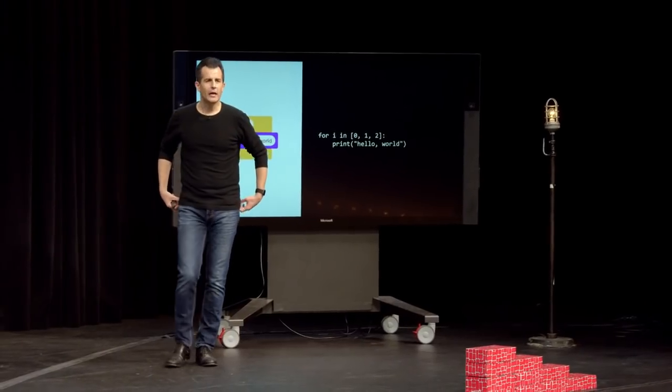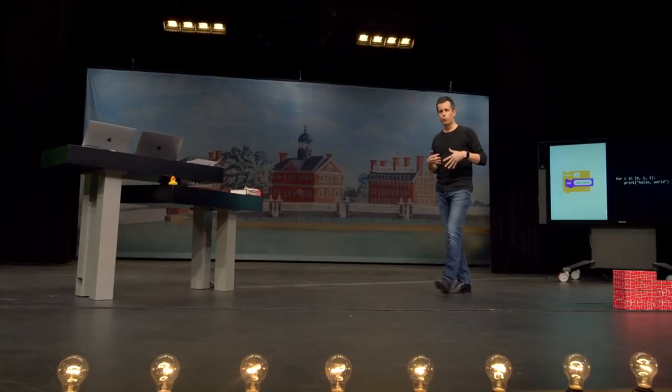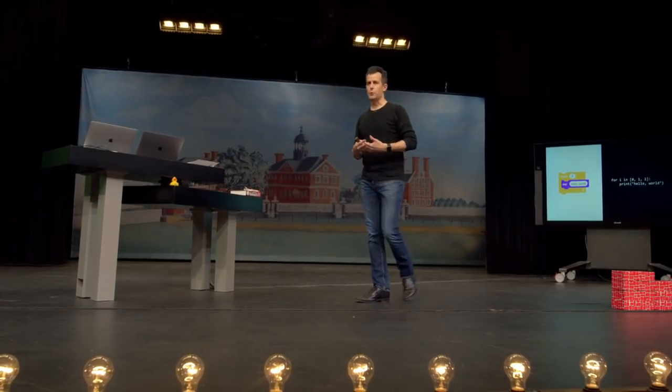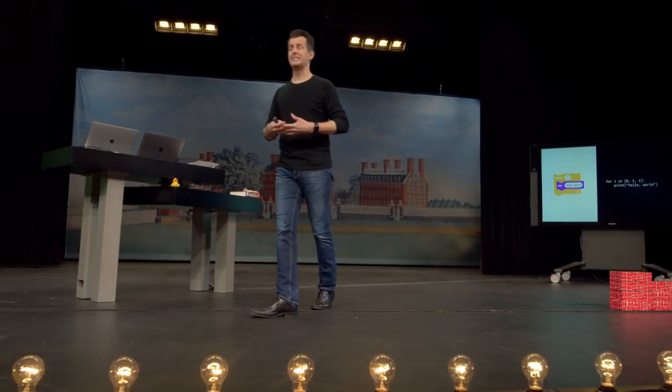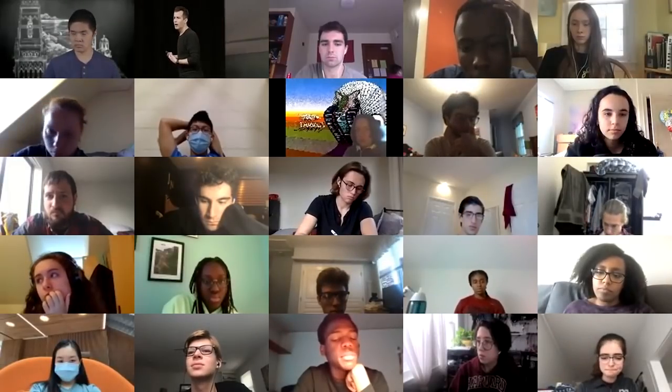This could become very ugly very quickly. Does anyone see a problem with for loops in Python if you have to put in between those square brackets the list of values that you want to iterate over? Noah? If you want to do, for example, a thing 50 times, you'd have to write out 0, 1, 2, 3, 4, 5, 6. Yeah, my god, it would start to look hideous quickly.